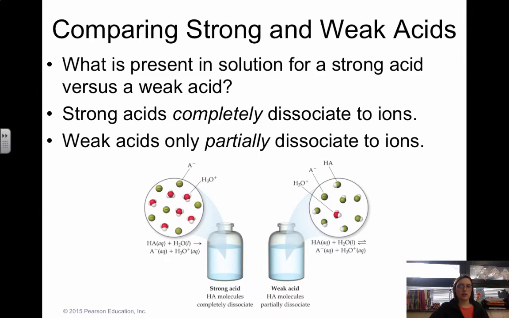So let's compare strong and weak acids. Strong acids completely dissociate. Weak acids only partially dissociate. So take a look at this particle diagram. Here's a strong acid. Notice you have no acid molecules remaining. It's only ions. It's only H3O plus and A minus. In the right container, we have the weak acid. Notice we have acid molecules and then we have ions. Mostly we have acid molecules. This is a weak acid.